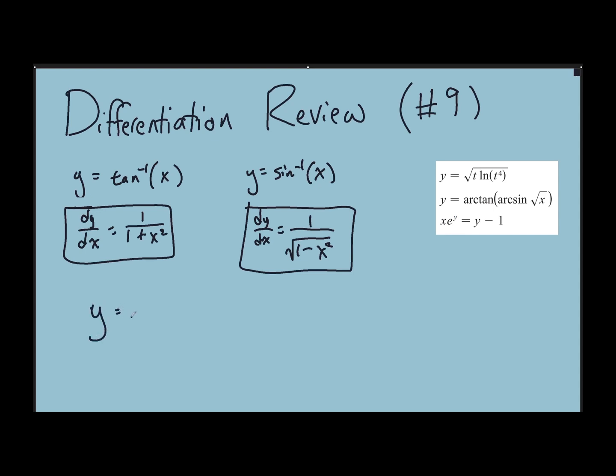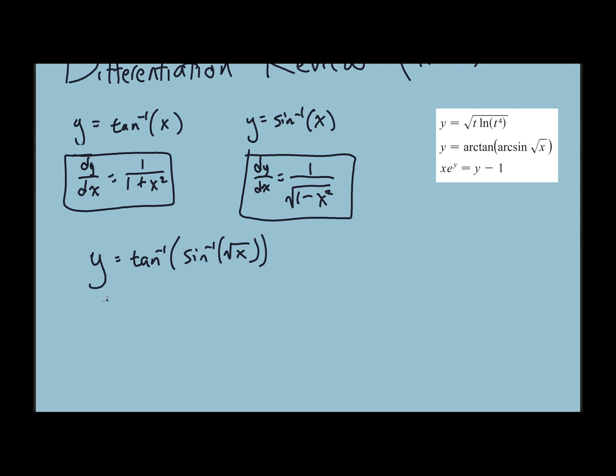We have y equals arctangent of arcsine of the square root of x. Obviously, this is going to become a chain rule. So let's find y prime. And that's going to be 1 over 1 plus arcsine of the square root of x. See how we didn't do anything but just put the input in that spot, and this is squared, isn't it?